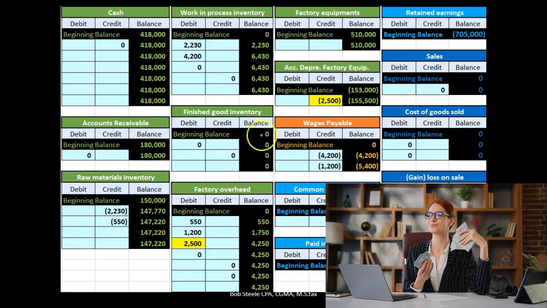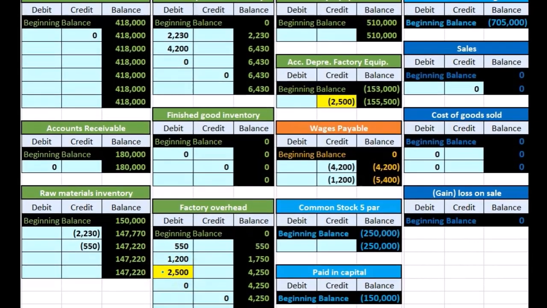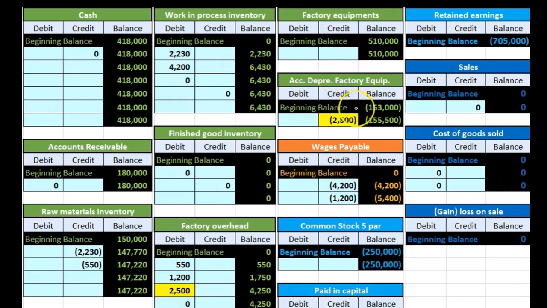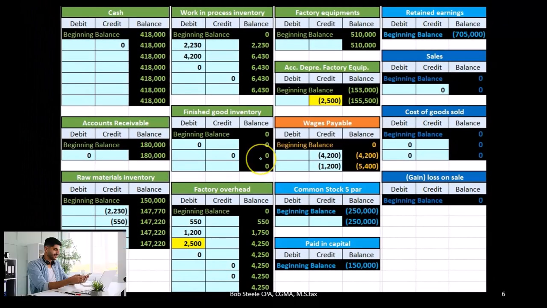Next thing that happens is we're going to say that we credited accumulated depreciation and debited factory overhead. Why would that happen? Well, accumulated depreciation is related to equipment. We know that journal entry always has a credit to accumulated depreciation, it being a contra asset account. It's going up in a credit direction from 153,000 by 2,500 to 155,500. The debit then is not going to depreciation expense as we would normally expect, but is going into factory overhead. Why? Because it's depreciation on factory equipment and it's not helping us to generate revenue. And we didn't put it, so it's got to go into inventory.